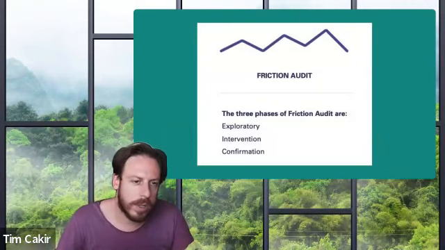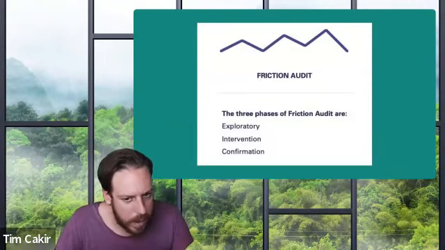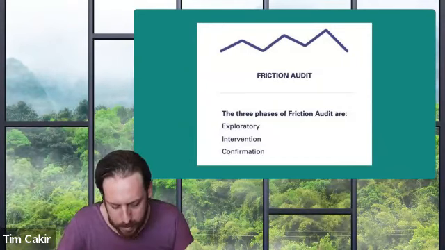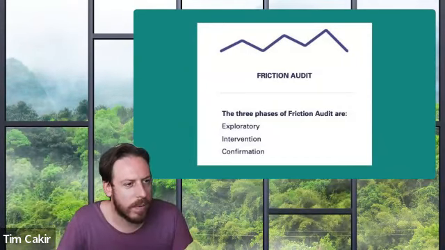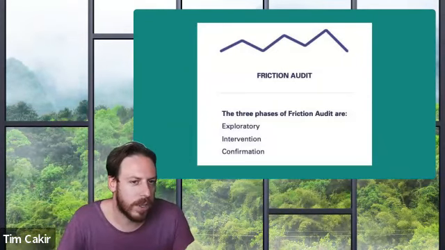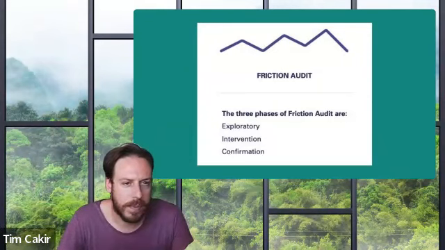And a friction audit should run every 3 months, 6 months, according to, of course, your development cycle, your release cycle. If you're releasing a lot of features every 3 months, make sure that you're doing a friction audit every 3 months.